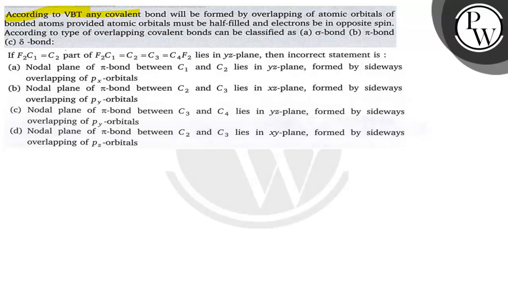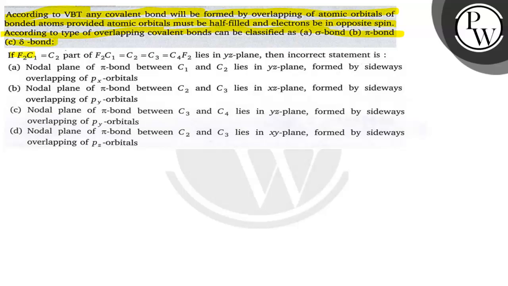According to VBT, any covalent bond will be formed by overlapping of atomic orbitals of bonded atoms, provided the atomic orbitals must be half-filled and the electrons be in opposite spin. According to the type of overlapping, covalent bonds can be classified as sigma bond, pi bond and delta bond.